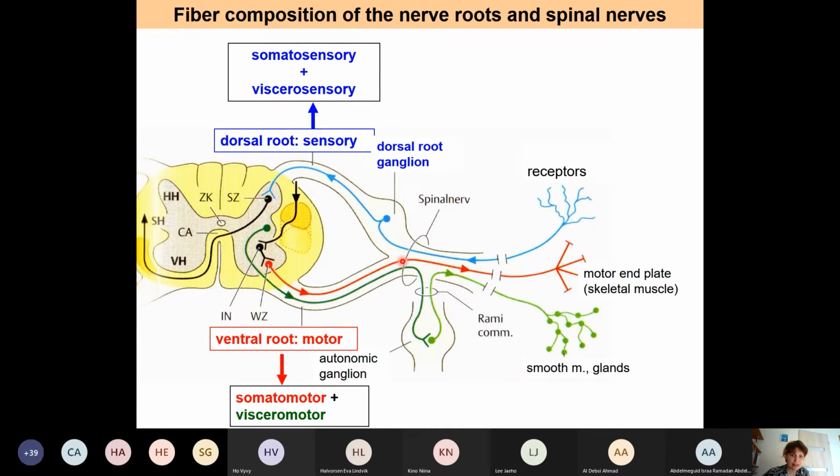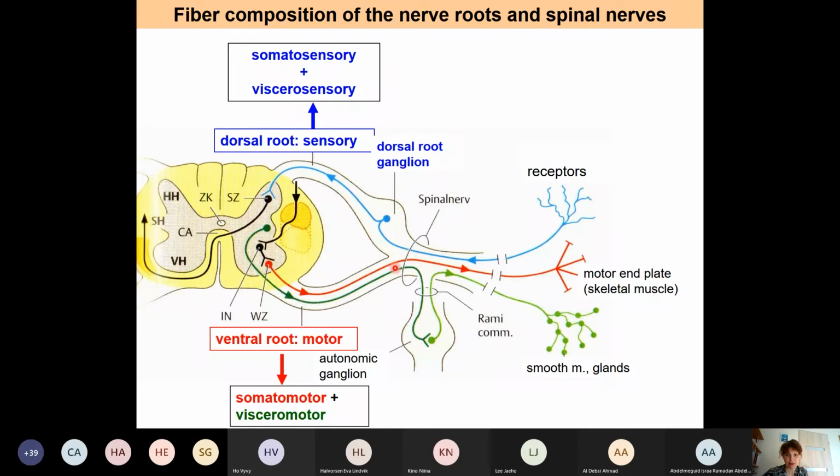And on the ventral side, we will have the motor fibers. As you can see, the cell bodies of the somatomotor neurons are located in the anterior horn. The cell bodies of the autonomic nerve cells are located in the lateral horn, but both axons exit the spinal cord through the anterolateral sulcus and form the ventral or motor roots. Yes? And then the spinal nerves are mixed, as you can see.